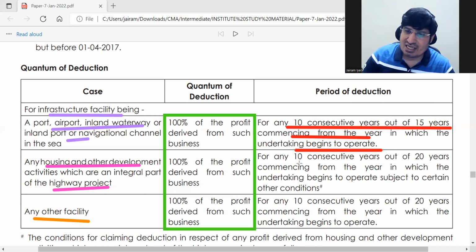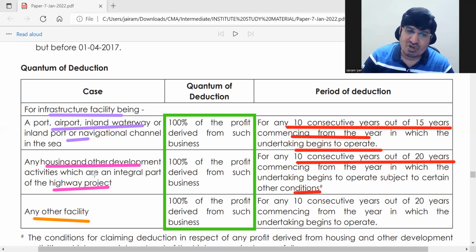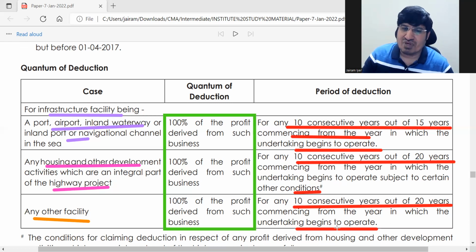Okay. The second thing is 10 out of 20 years. For the housing project, it is 10 out of 20 years. You are getting a leeway of 20 years for the housing project, but there are some conditions. We'll see the conditions. The conditions are there only for the housing project. The third one is the same as the first one, 10 out of 20 years. So from the year when the undertaking begins to operate. All these are from the year when the undertaking begins to operate. Simple. And let's see some conditions for this.